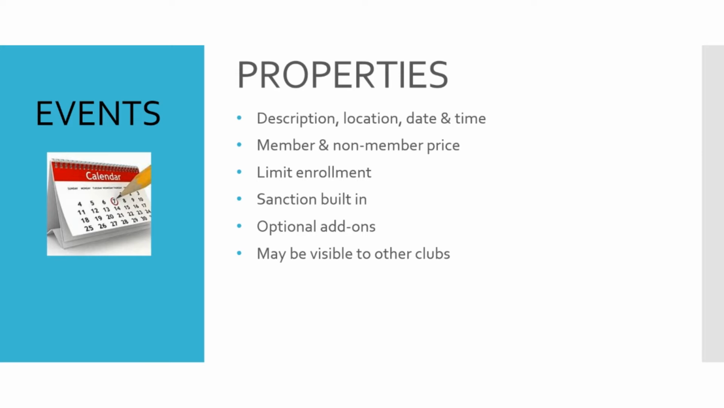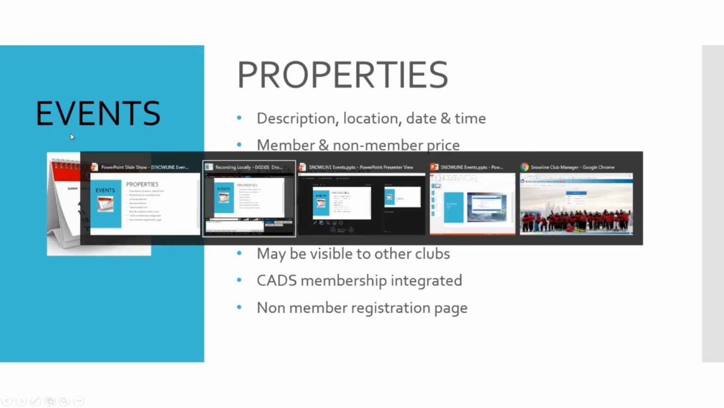And you can now push events to other clubs. So if you're a division, you can force them down onto the other clubs so they automatically see them. Or you can say, yeah, I just want my event to be visible to other clubs. And if the event requires a CADS membership, that's integrated now as well. So you can also have non-members that can sign up. You get a link to a public registration page, and that allows members of the public to sign up. So without further ado, let's go in and set one up.